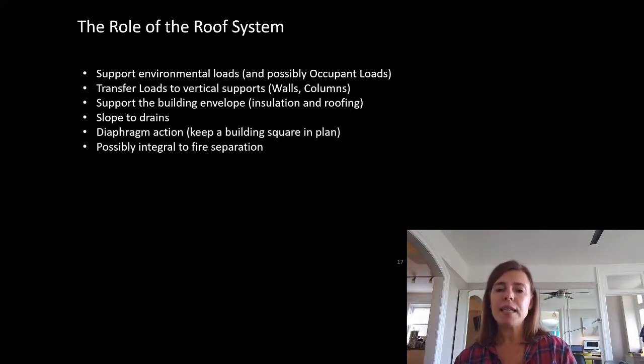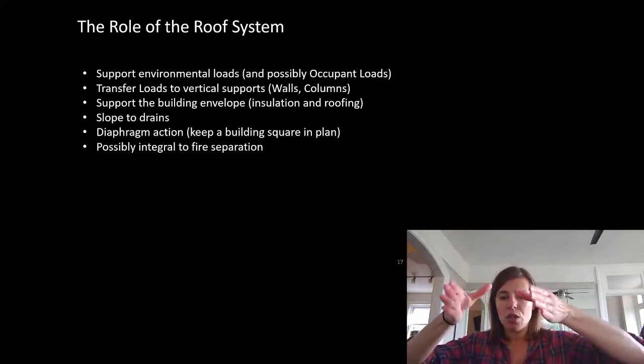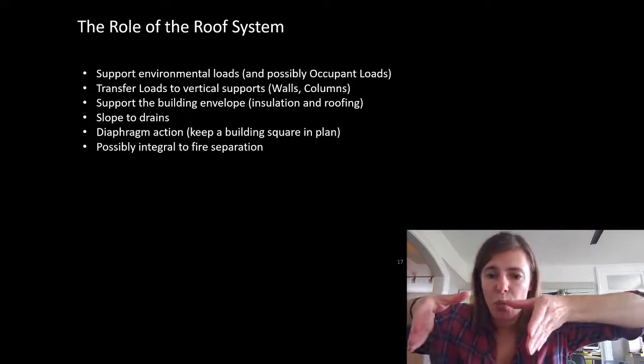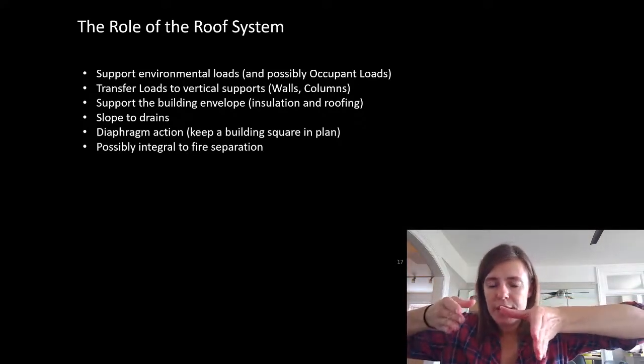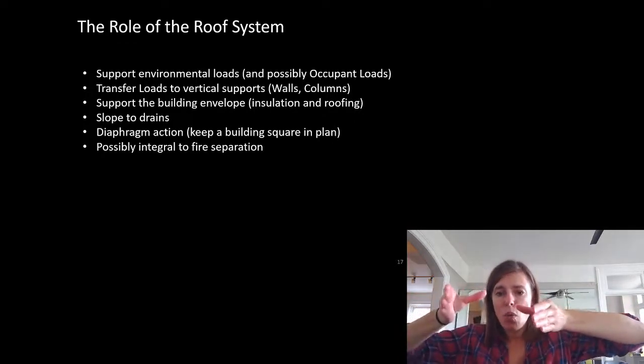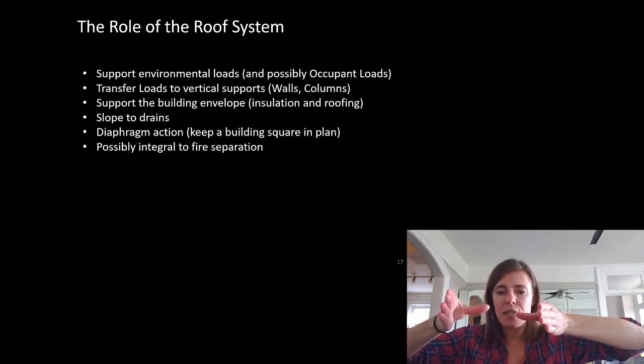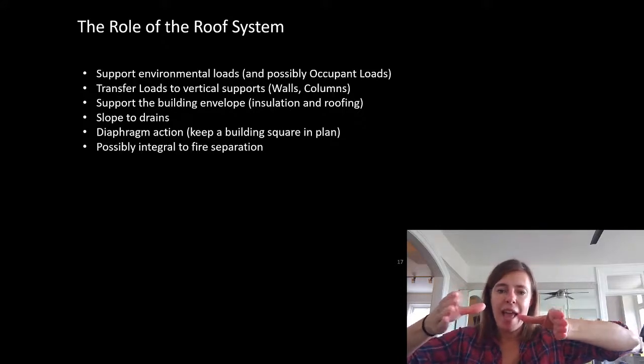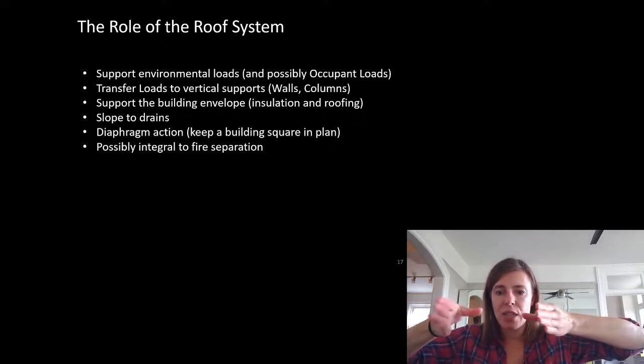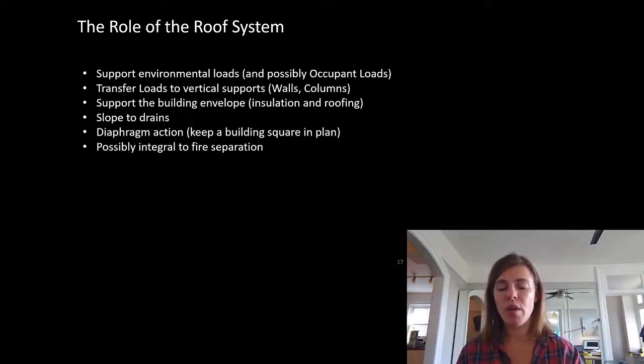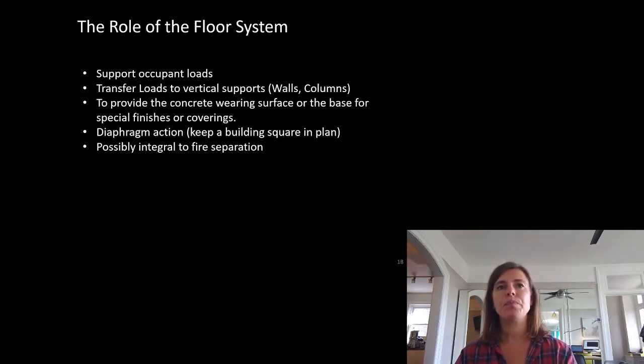It needs to have diaphragm action. So if this is our roof, what we don't want is for it to rack like this. We want it to be rigid like this. We want it to stay as a square so that it can't skew and turn into more of a diamond shape. So it has to have a diaphragm. It is often a diaphragm. And sometimes it might be part of our fire separation system.